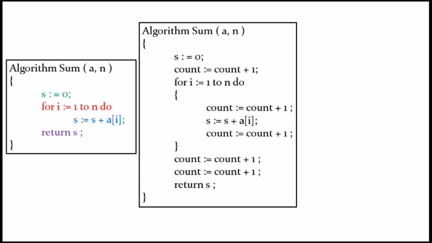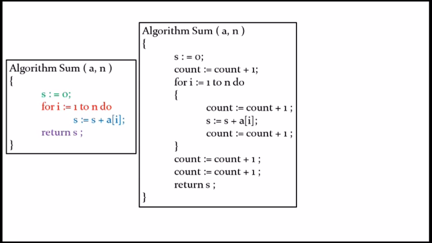So the same algorithm we have written in a different way to calculate the number of steps. So the first count statement is for s equal to 0. Then the second count statement is for the for loop, which will be repeated n number of times. The third count statement is for s equal to s plus a of I. Again, that will also be repeated n number of times.